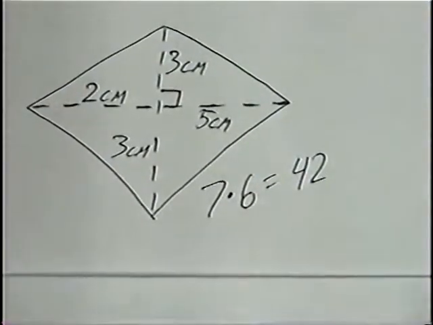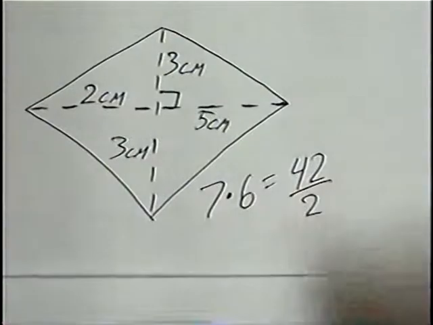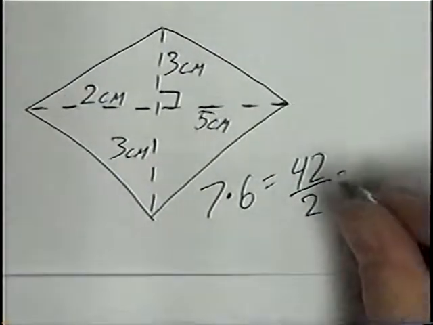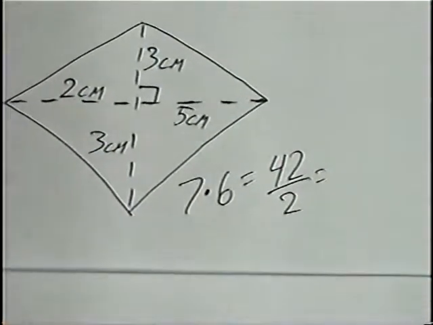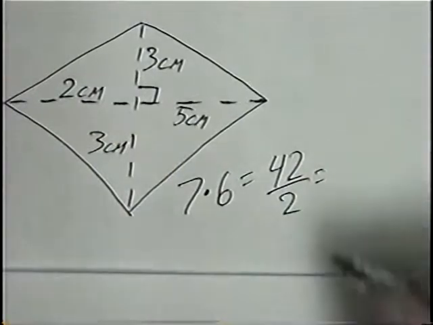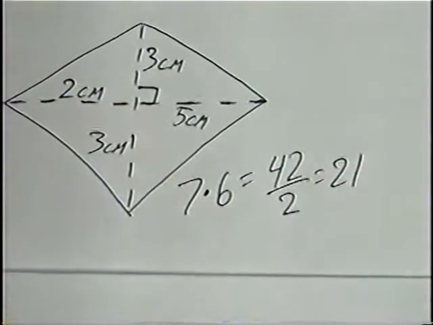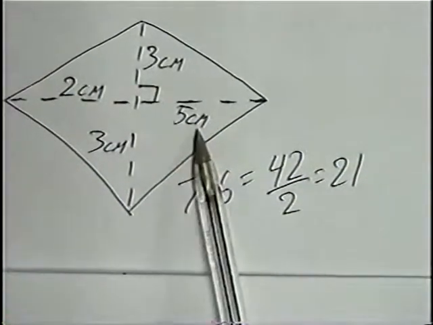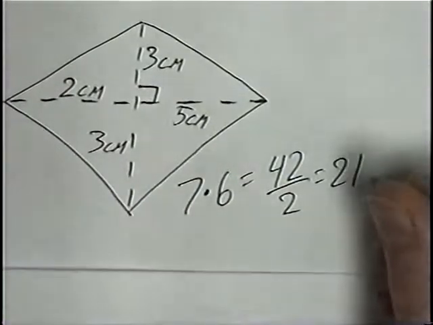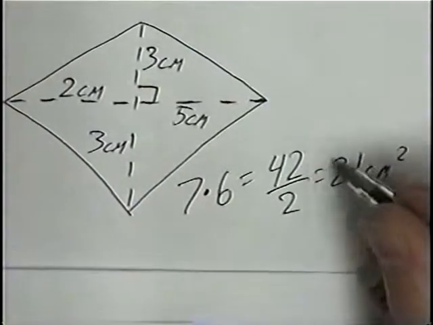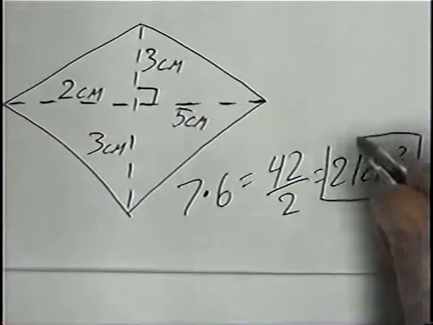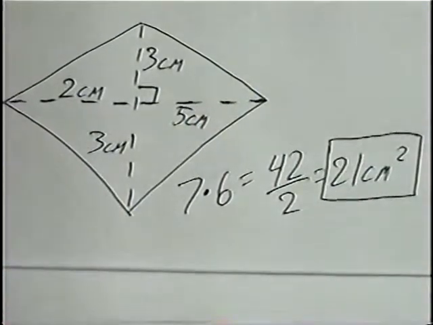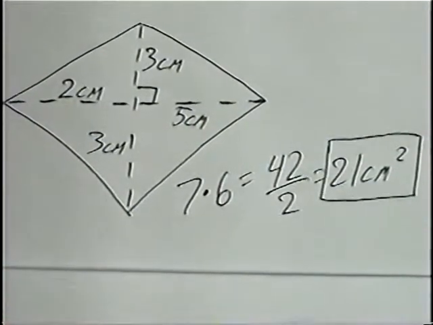And the last part, you can multiply by 1/2 or divide by 2. 42 divided by 2 would be 21. And the units again, centimeters times centimeters, would be centimeters squared. So the area of the kite is 21 centimeters squared.